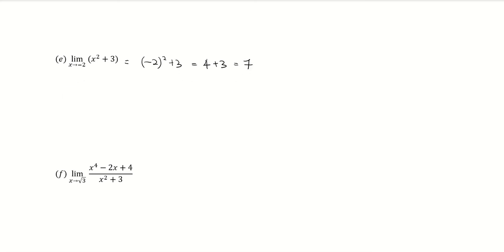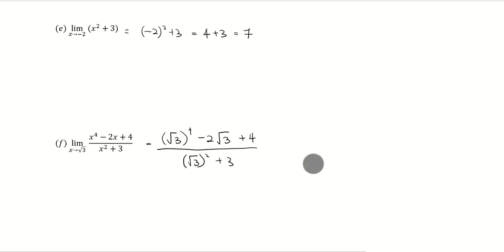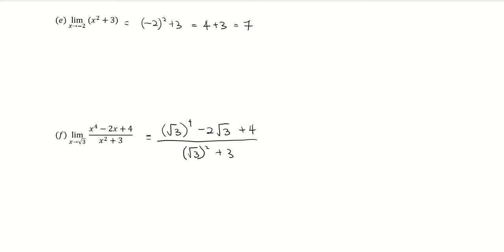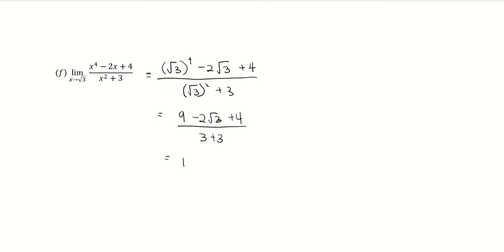The last one: x approaches square root of 3, so we substitute x equals square root of 3. Square root of 3 to the power 4 minus 2 times square root of 3 plus 4, over square root of 3 to the power 2 plus 3. Square root of 3 to the power 4 is just 3 squared, which is 9. So 9 minus 2 square root of 3 plus 4 on top; on the bottom, 3 plus 3, which is 6. Up here we have 13 minus 2 square root of 3, over 6. So this is the limit.